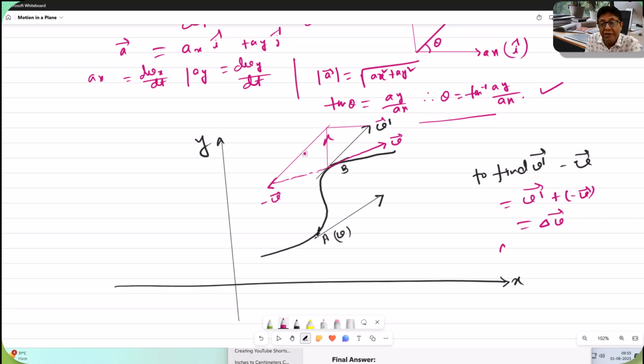So when you are writing a equal to limit delta t tending to 0, delta v by delta t, or limit delta t tending to 0, dv by dt, del v has the same direction. So acceleration will be like this. Maybe perpendicular in some, but not always. Okay?